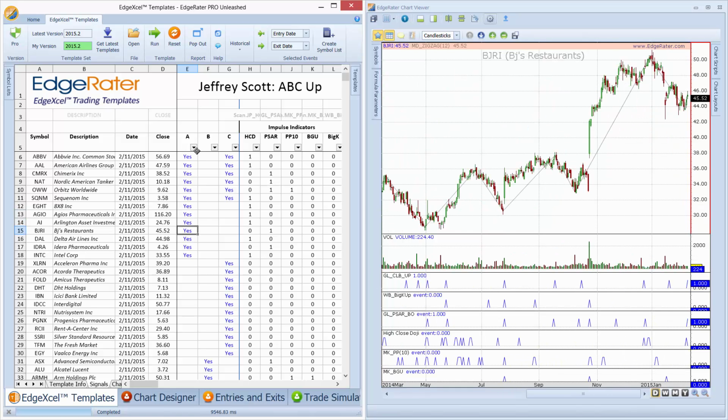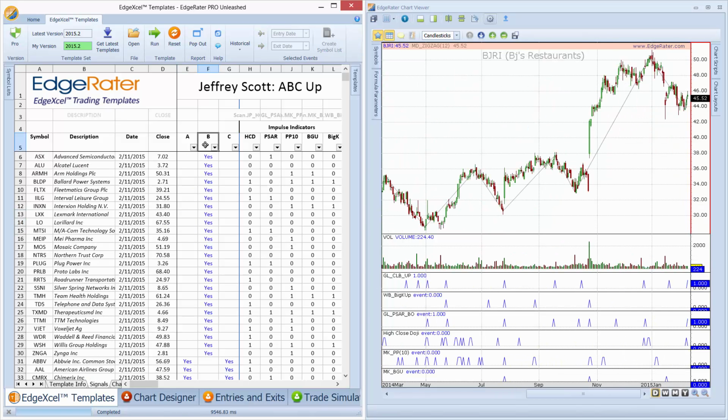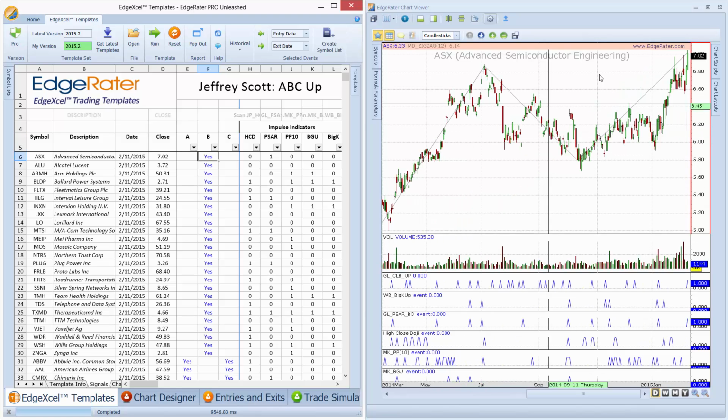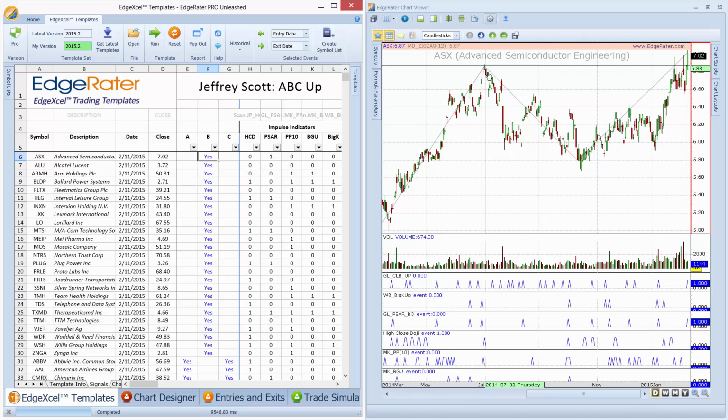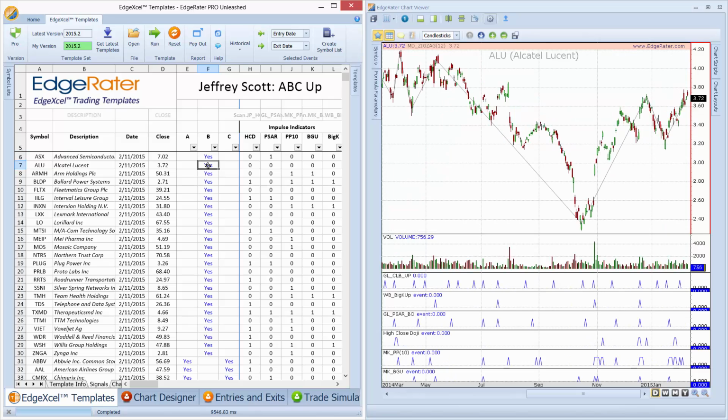So let's take a look at some B's, because we haven't looked at any of those. And I'll sort by the B column. And now we'll see why these are B's. The reason is there was a previous peak over here, and today, this bar crossed above the previous peak. So that is the B indication, where it's crossing above a previous peak.